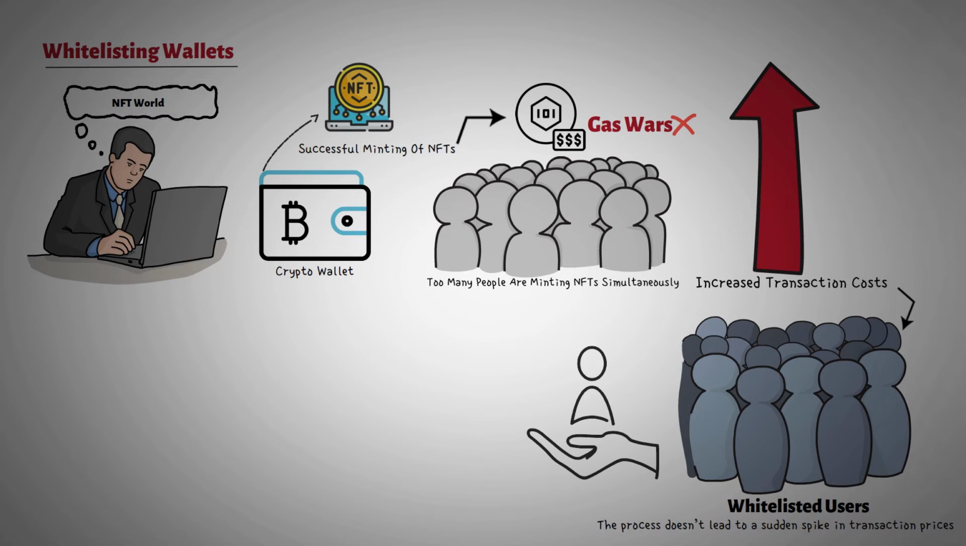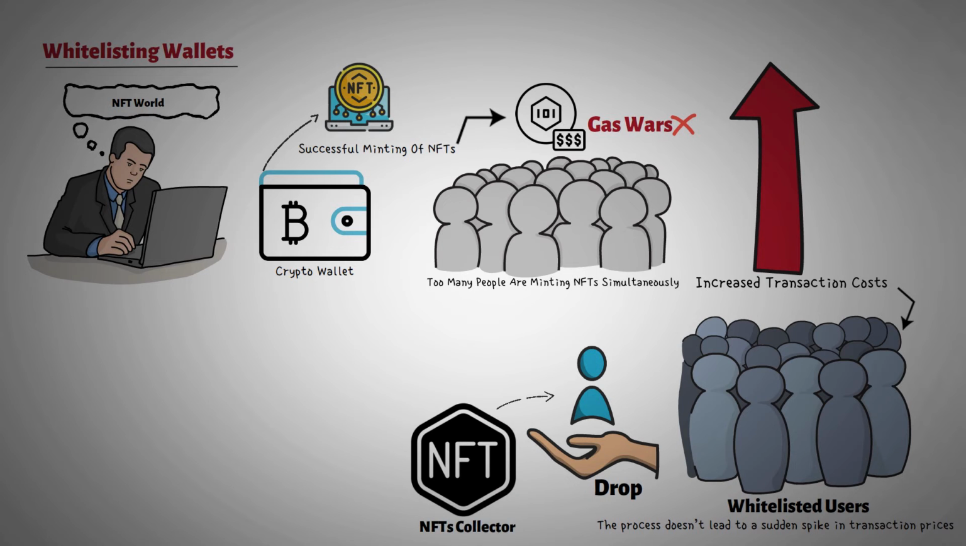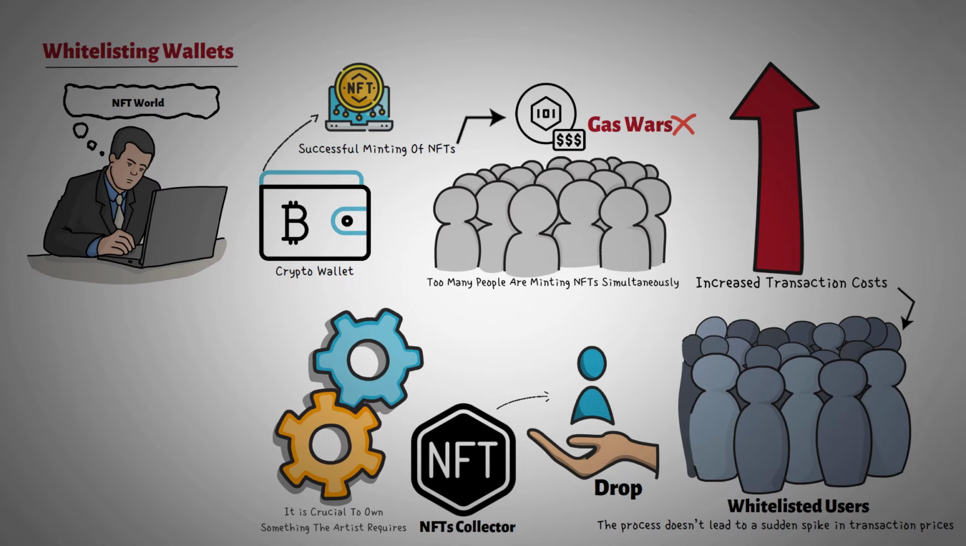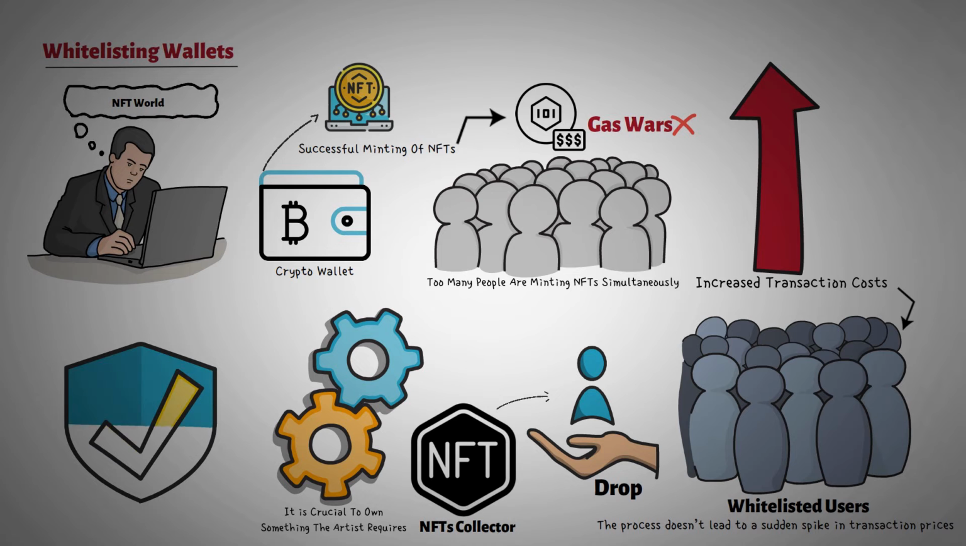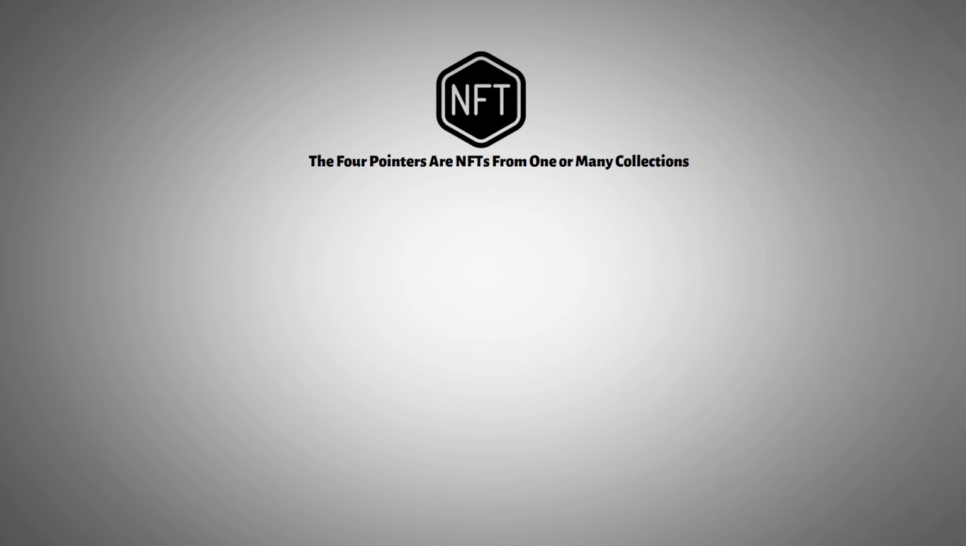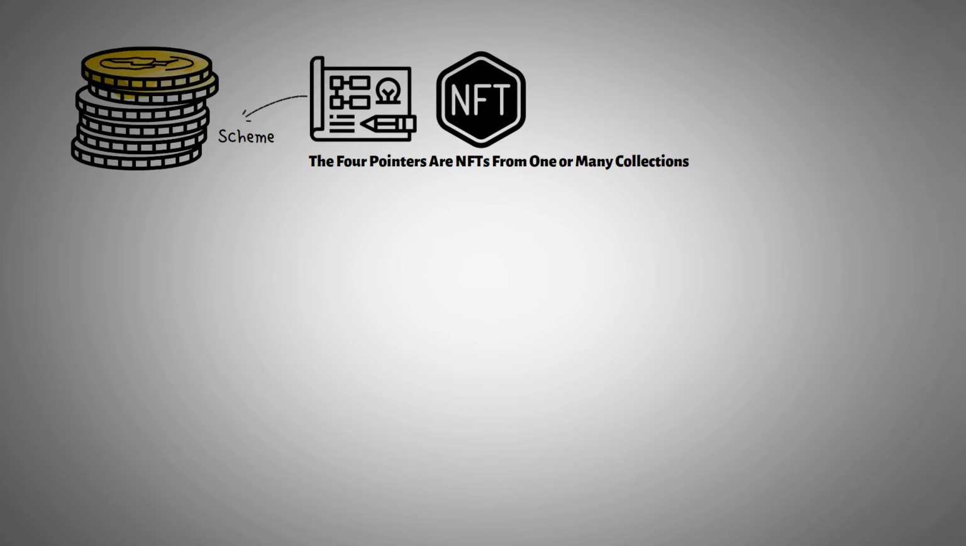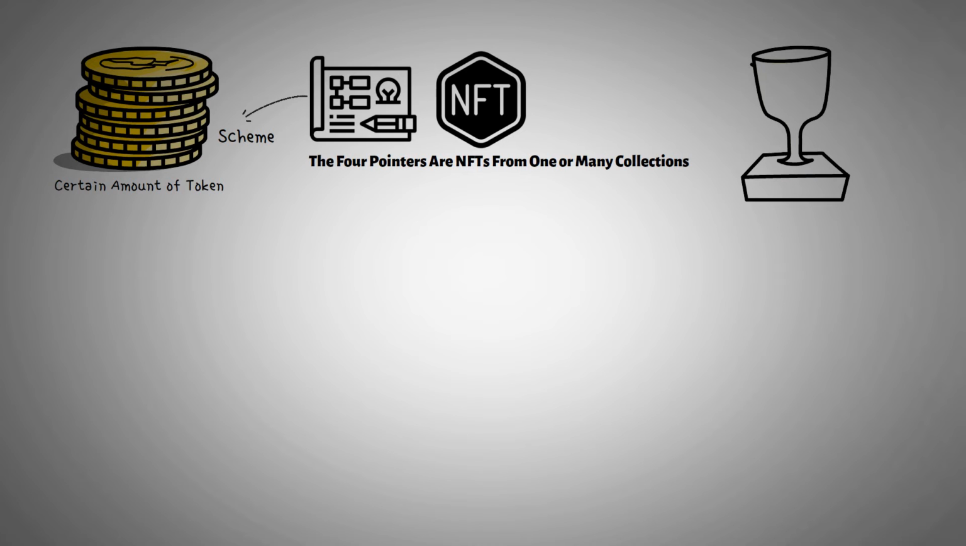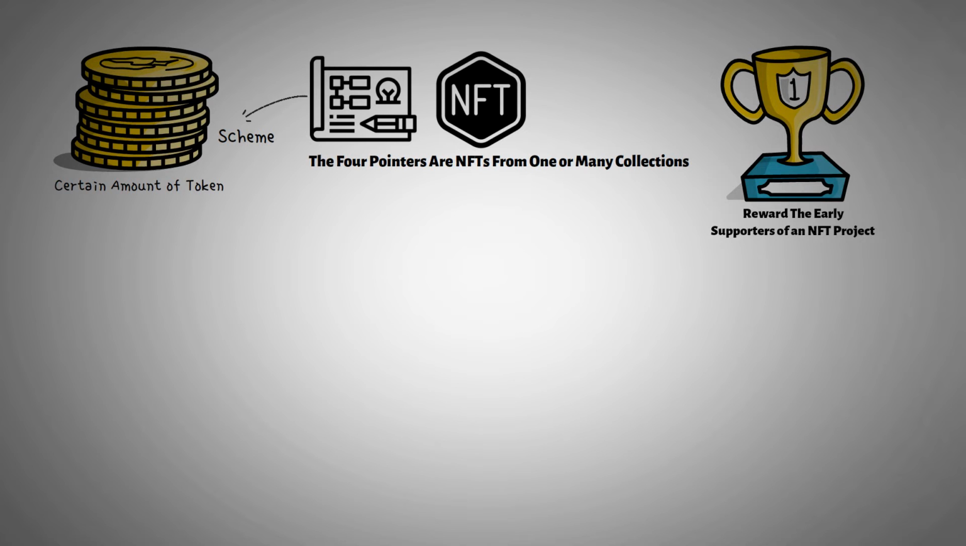The proof of ownership whitelisting process is also known as a drop. If the NFT's collector wishes to be part of the drop, it is crucial to own something the artist requires. Artists require the buyers to hold 4 different things to have a filtering option to secure drops. The 4 pointers are NFTs from one or many collections, random NFTs from a specific scheme in a collection, particular NFTs from one of many collections, and a certain amount of token. It wouldn't be wrong to state that whitelisting helps prevent a gas war and reward the early supporters of an NFT project. Therefore, to get listed, join the Discord group of your project.